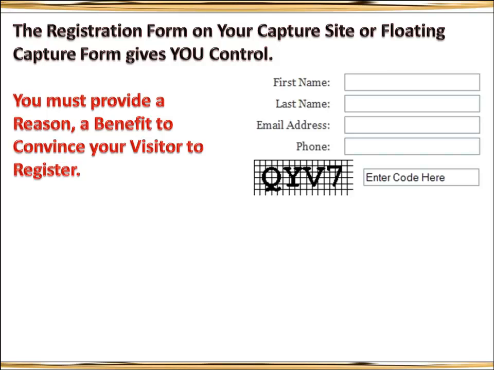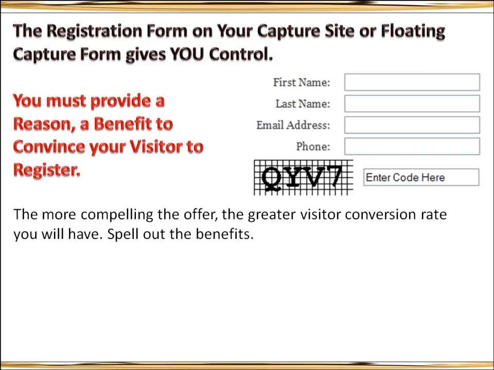So you've got to figure it this way. People go to your site. They see that form. A good percentage of the people that see that form are not going to register. And some of them actually are not going to give you accurate information. So if you really provide a strong reason, a benefit to convince them to register, you're going to get a much higher conversion rate. The more compelling the offer, the greater visitor conversion rate you'll have.